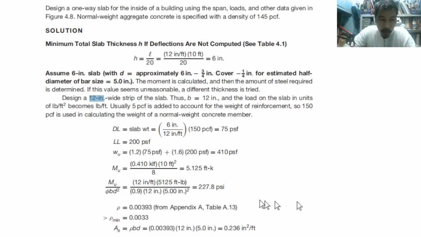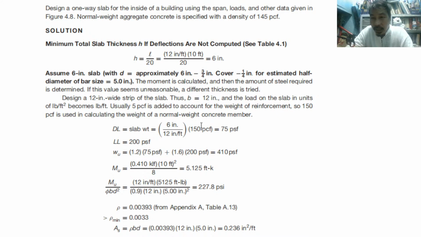So therefore, the same dead load of slab, 6-inch, conversion factor 150. He did not follow the correct given. I just told you, the given is 145, not 150. So this is wrong. So the solution is wrong. Take a look, do you notice?